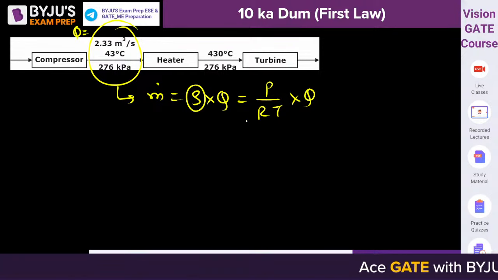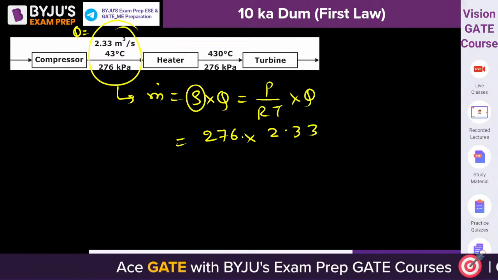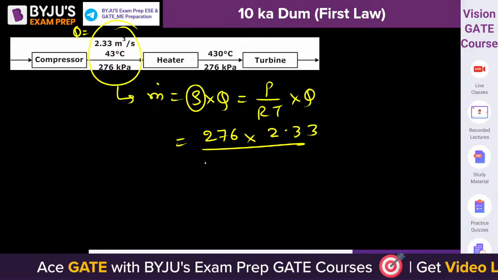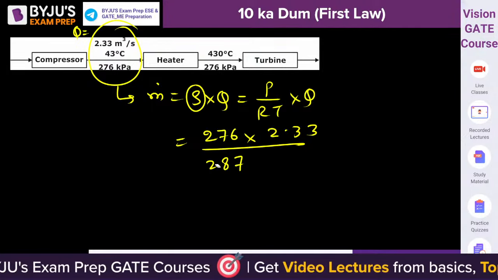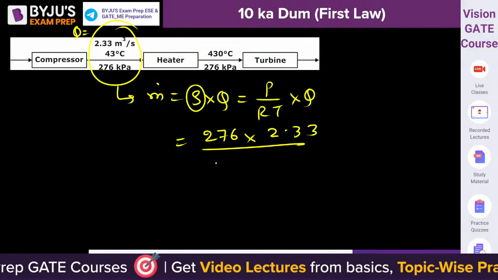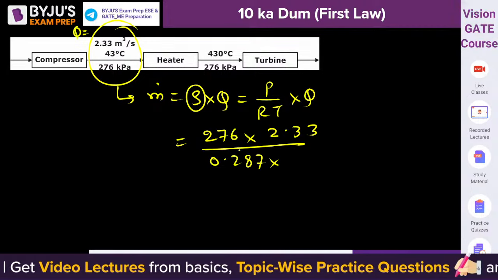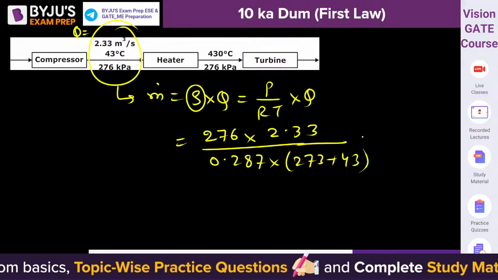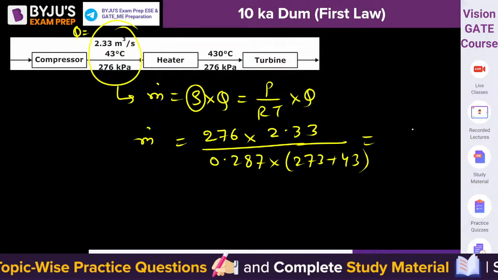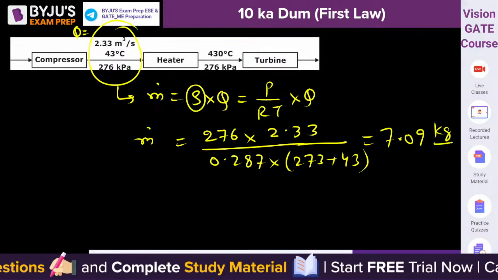What is the pressure? 276 kilopascal into 2.33 upon R. What is the value of R? 287 joule. If we want it in kilojoule per kg Kelvin, it is 0.287 into temperature, which is 273 plus 43. That will give you the answer. What is the mass flow rate? Your mass flow rate should be 7.09 kg per second.